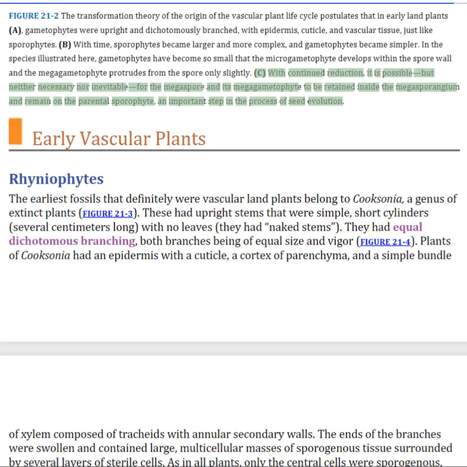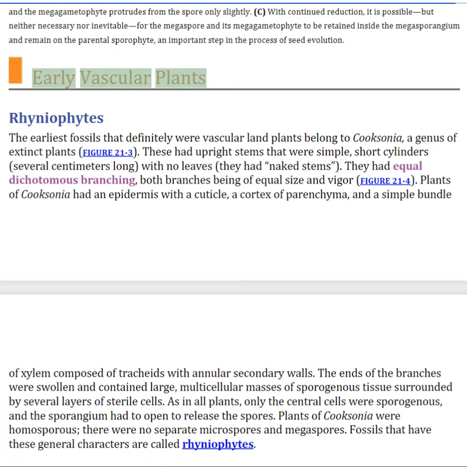With continued reduction, it is possible, but neither necessary nor inevitable, for the megaspore and its megagametophyte to be retained inside the megasporangium and remain on the parental sporophyte, an important step in the process of seed evolution. Early vascular plants.